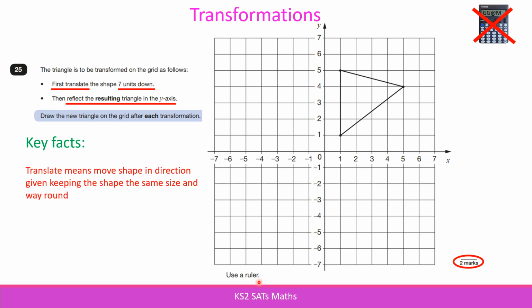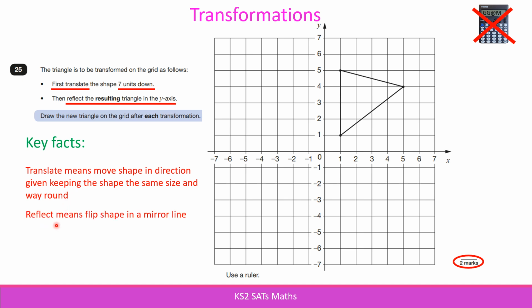The key facts in this question are to know what the words mean. So translate. Basically it means move the shape in the direction given. So in this case it means 7 units down. So this shape here has got to move down by 7 units. You've got to keep the shape exactly the same size and the same way round. So the pointy bit on the right will still be on the pointy bit on the right here when you move it down. Next, it tells us we've got to reflect the answer you've just worked out in the y-axis.